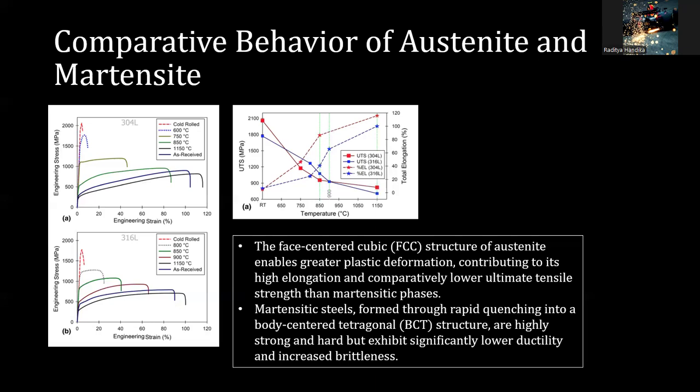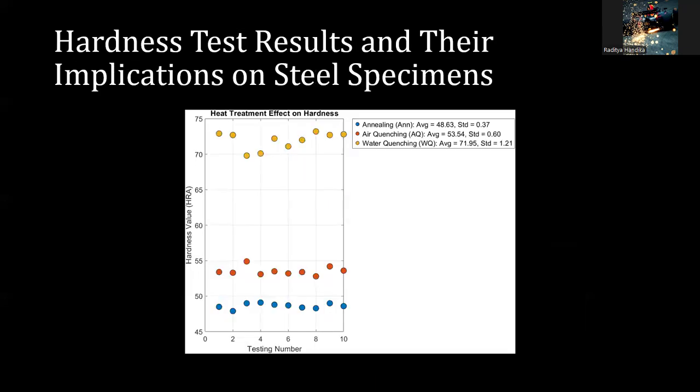And the next one is about the hardness test results and their implication on steel specimens. Hardness testing using the Rockwell HRA scale highlights differences due to cooling method. Water quench specimens exhibit the highest hardness due to martensitic transformation, while air quench and annealed specimens display moderate and low hardness respectively, correlating with fine and coarse pearlite. This relationship between cooling rate and hardness allows engineers to select specific cooling methods to meet mechanical requirements for different applications, as shown in this graph.